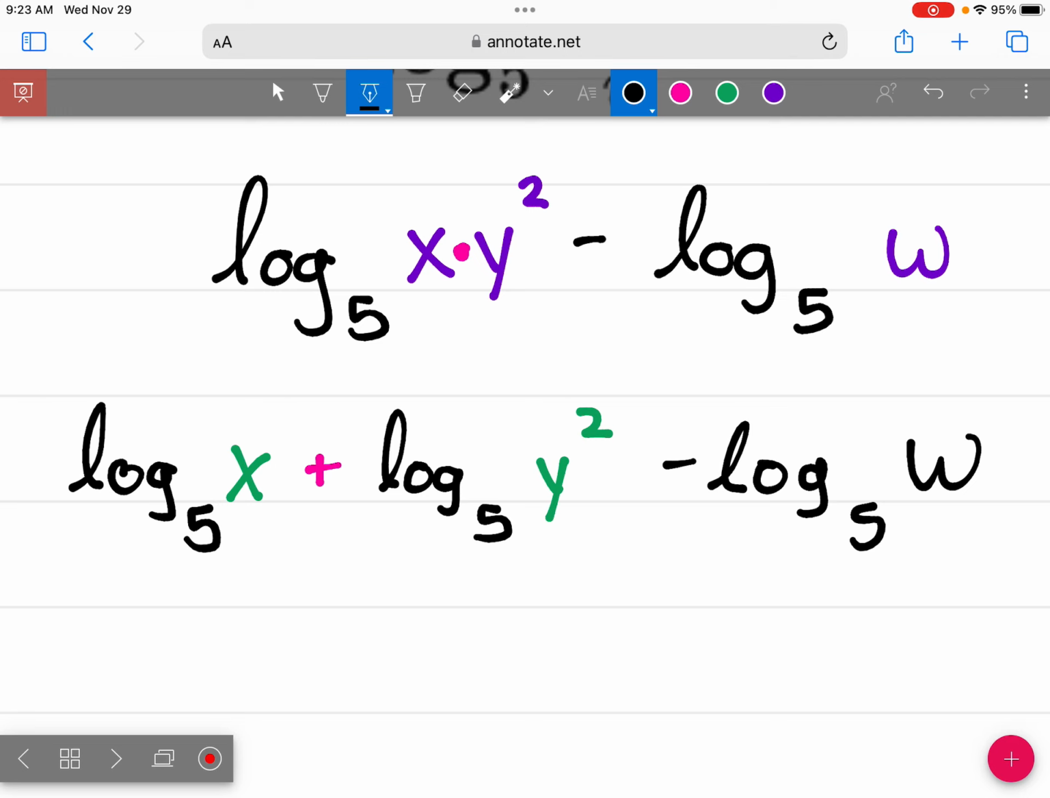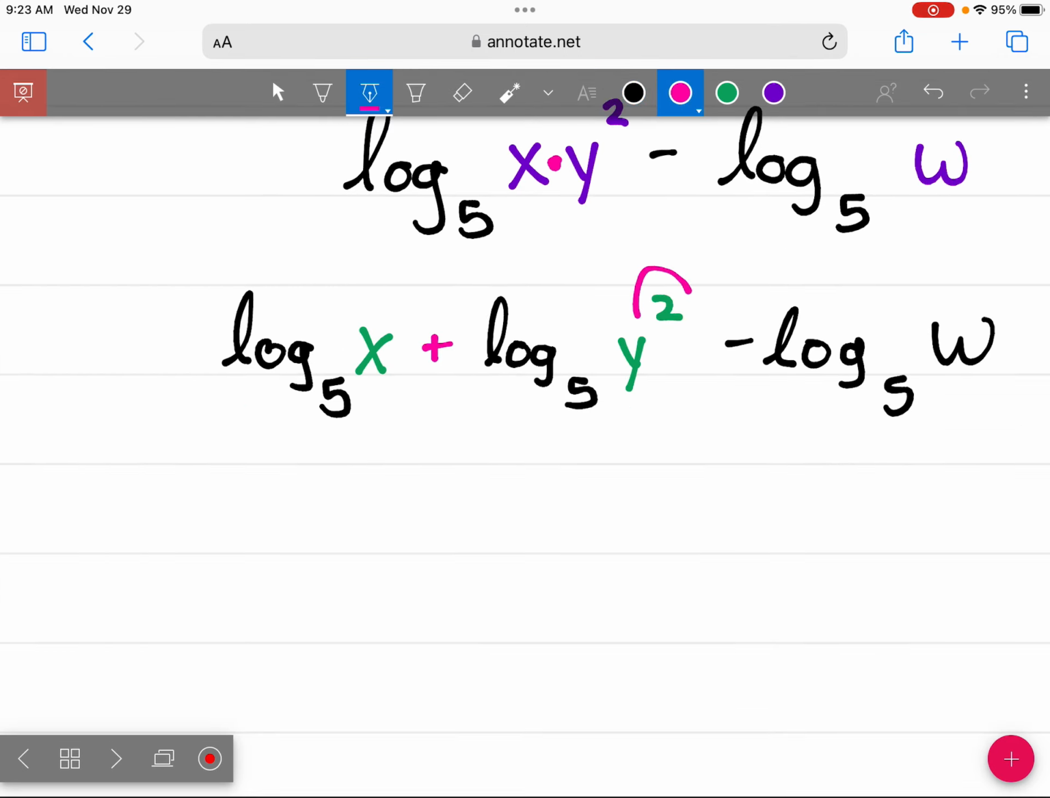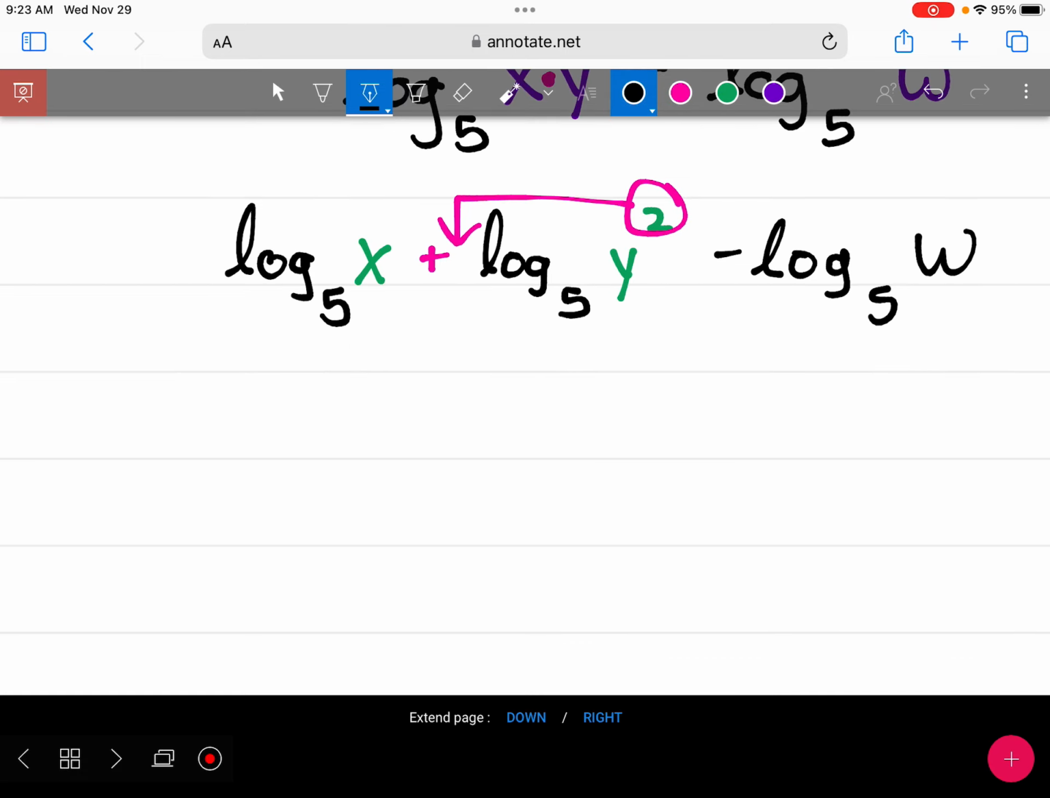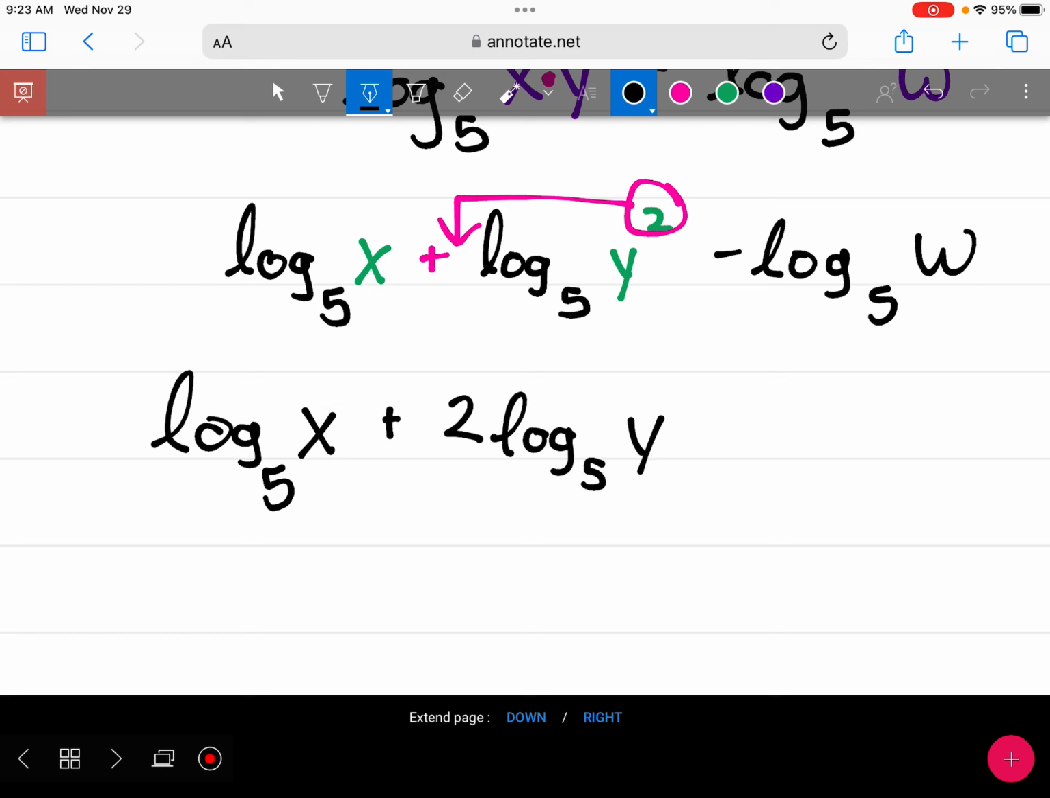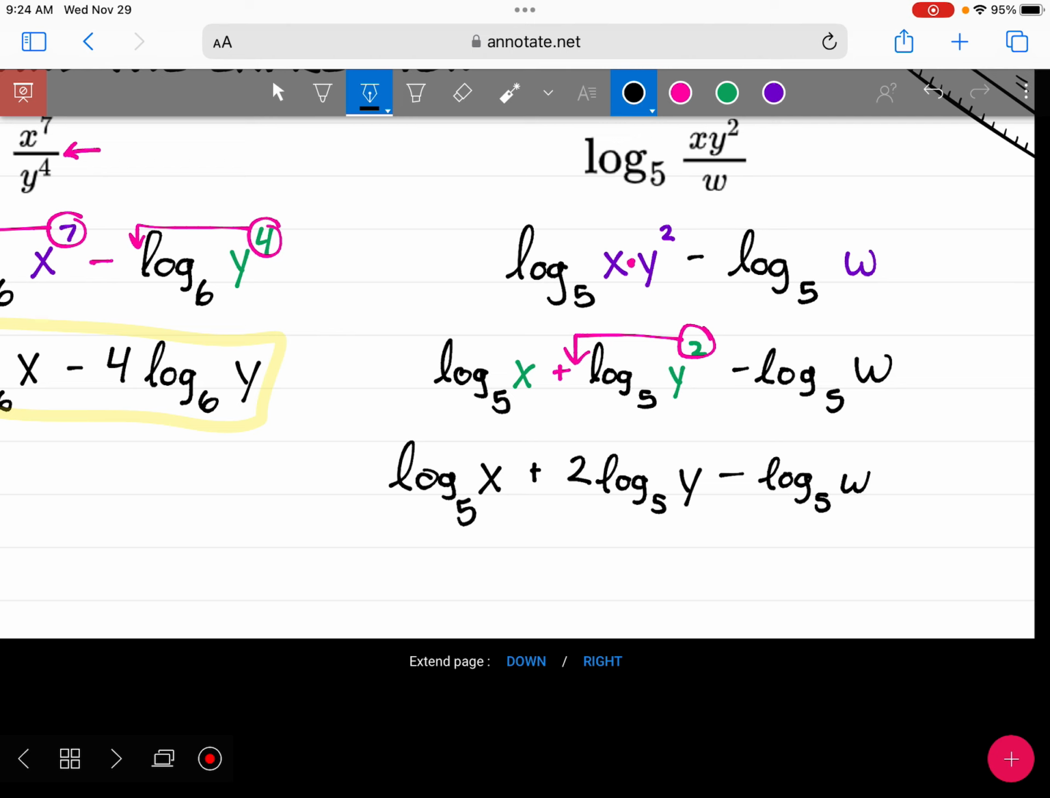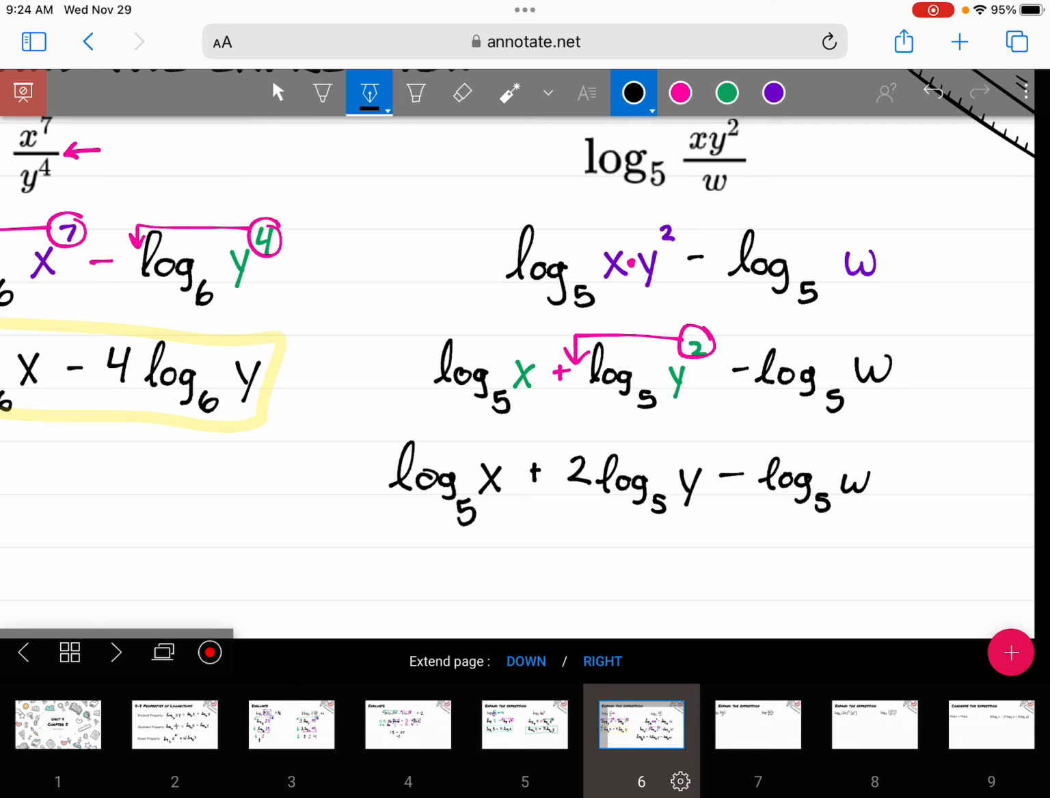Now we're gonna do our power property, where I take my 2 and bring it down in front of its own log. So our final answer is gonna be log base 5 of x plus 2 log base 5 of y minus log base 5 of w. These things get long. Really, really, really long.